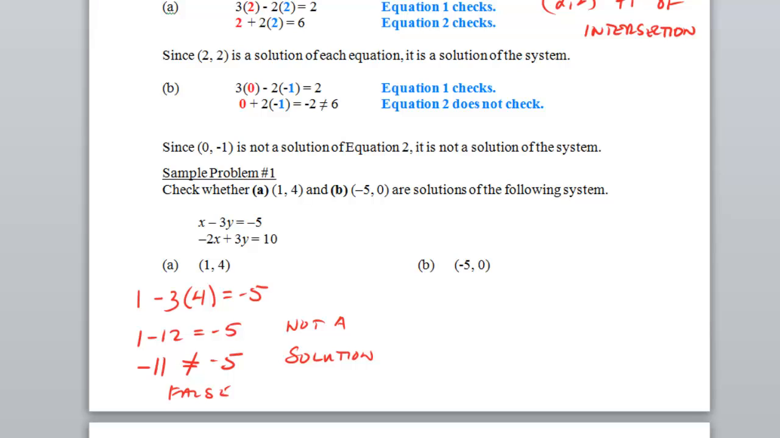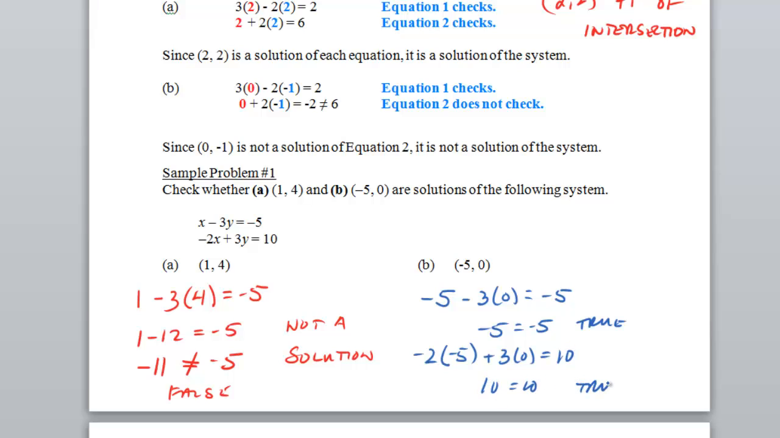For part B, negative 5, 0, we'll plug that into both equations. That's negative 5 minus 3 times 0 equals negative 5, and of course that gives us negative 5 equals negative 5. So we're good so far. That's true, but just because it's true for one doesn't mean it's true for both, so we must test both of them. We take the second equation and plug in our values, and that gives us 10 equals 10, which is also true. So we can say that this is a solution, and since it's a solution, that is the point where the two graphs would intersect.